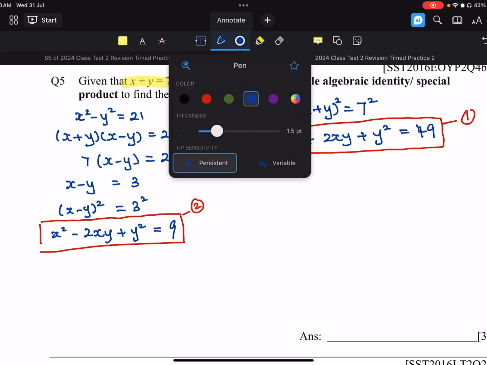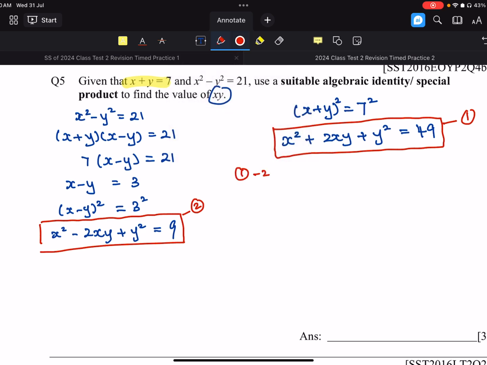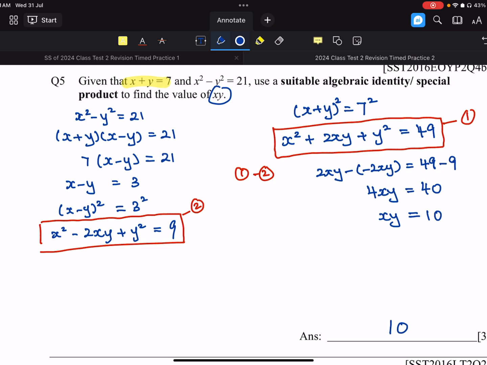So I'm going to take equation 1 minus equation 2. Let me just write it down, 1 minus 2. What happened is this, right? We have x squared minus x squared, okay? So x squared minus x squared, 0. Y squared minus y squared, 0. So we have 2xy minus negative 2xy equals 49 minus 9, which means 4xy equals 40, xy equals 10. And that is our solution. Okay, so that's one way we can do this.